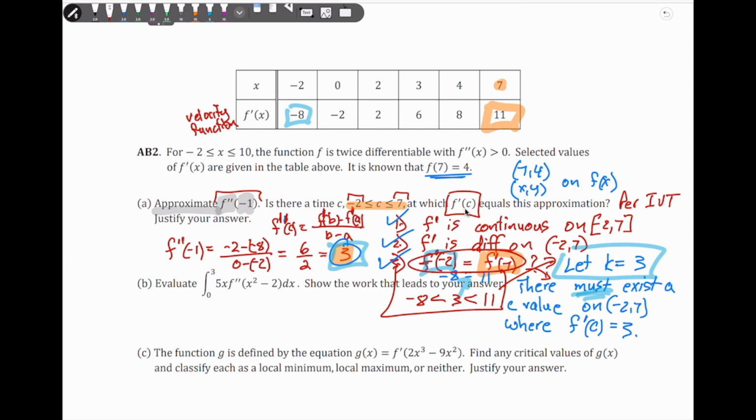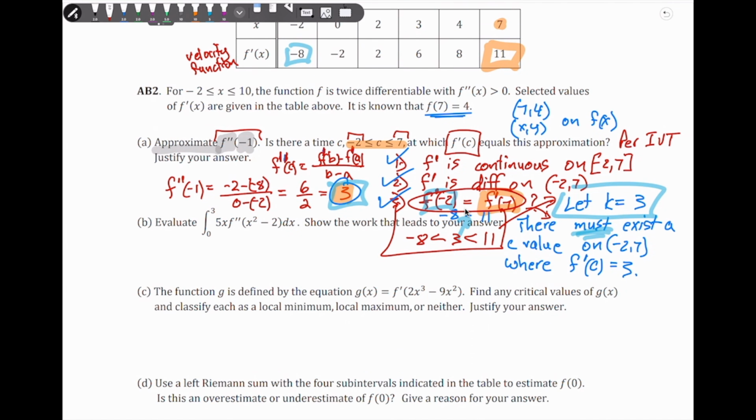All right, so now let's go to part B. Part B says evaluate the following integral. Okay, so it is a little bit involved. Let's go ahead and break it apart. I'm going to make some room right there by erasing that. And it says, evaluate the integral from 0 to 3 of the following integrand with respect to x. Show the work that leads to your answer.